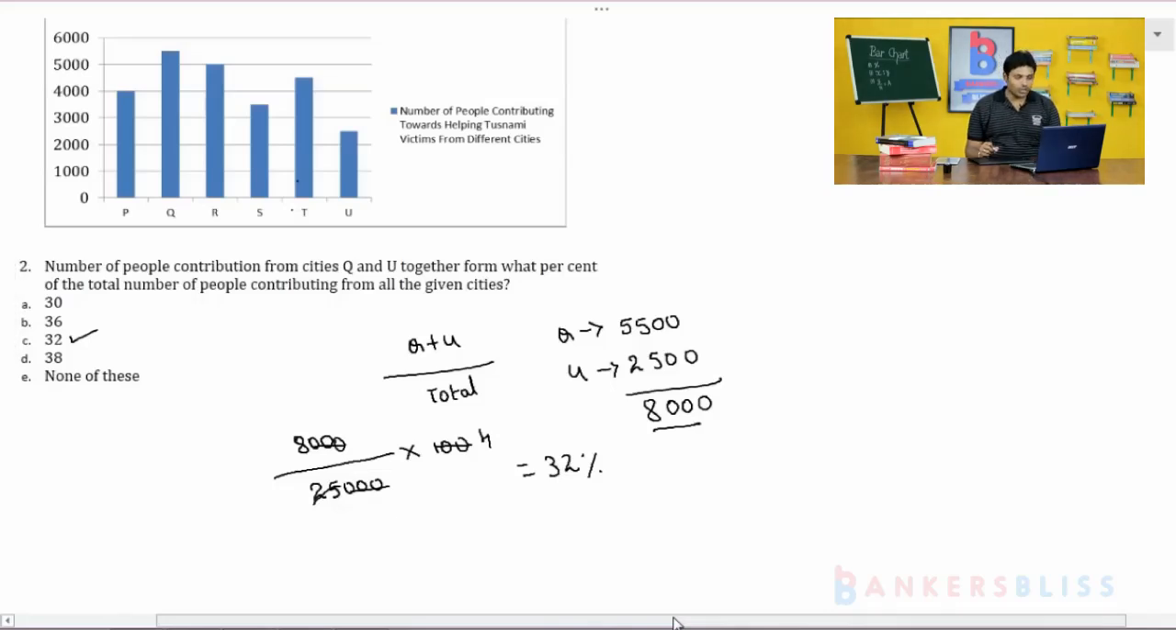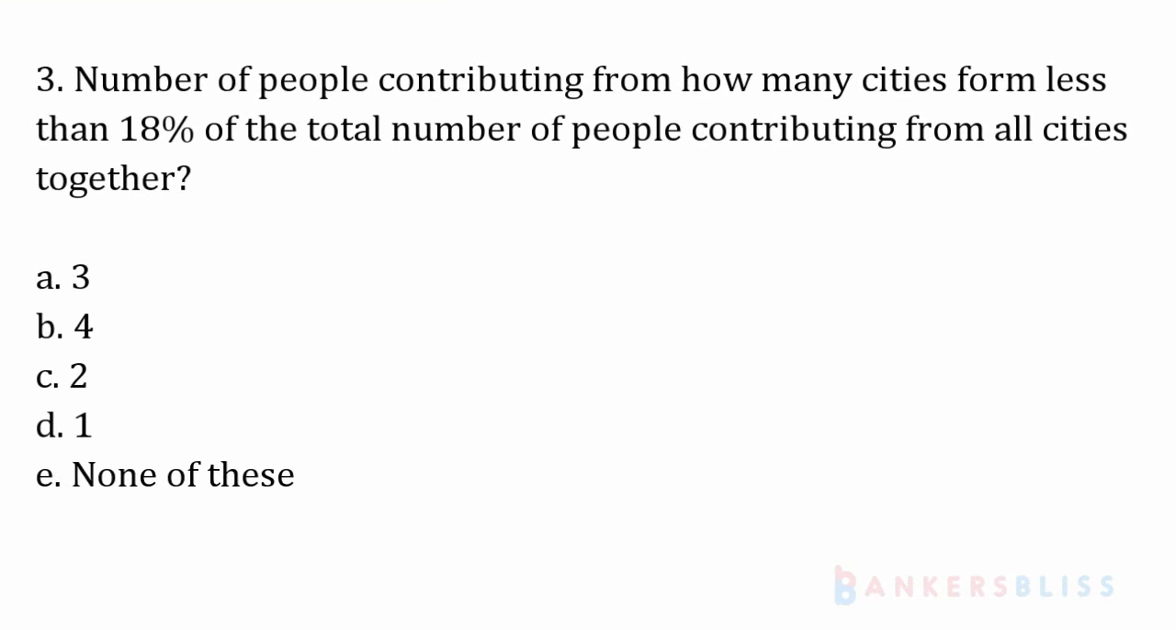So how much did you get? You got 32%. So 25 4s are 100, 8 4s are 32. So 32% is the right answer. Okay, let's go to the next problem.